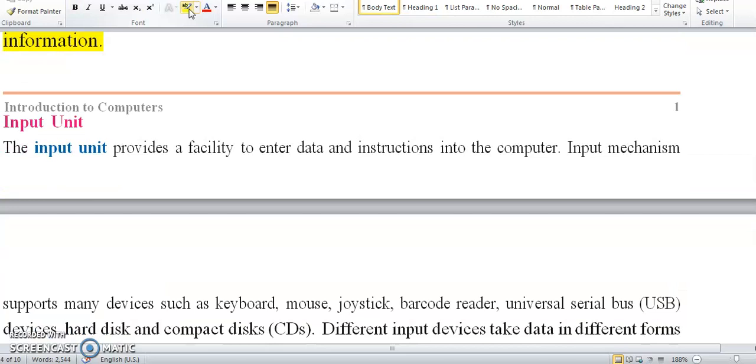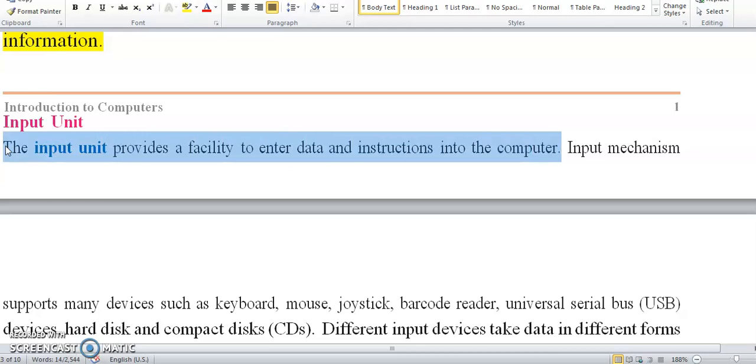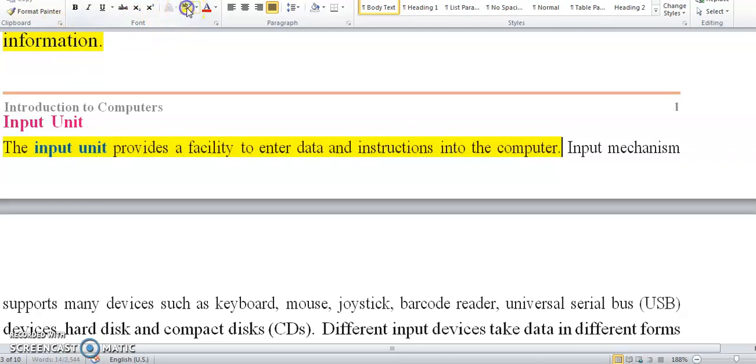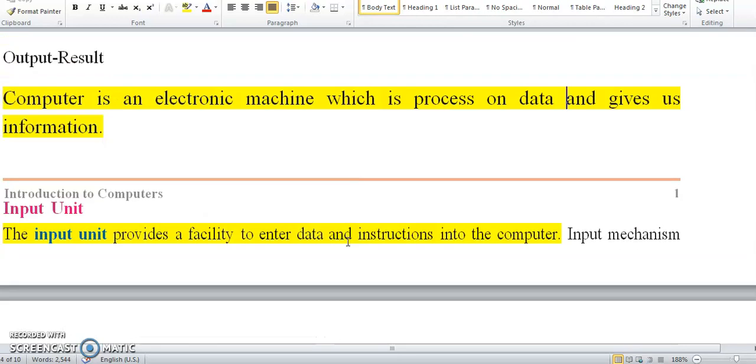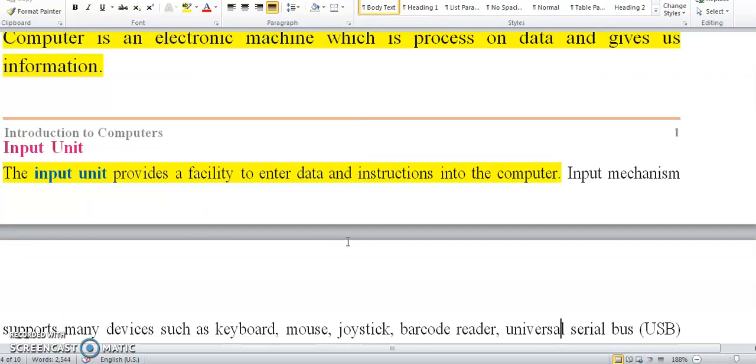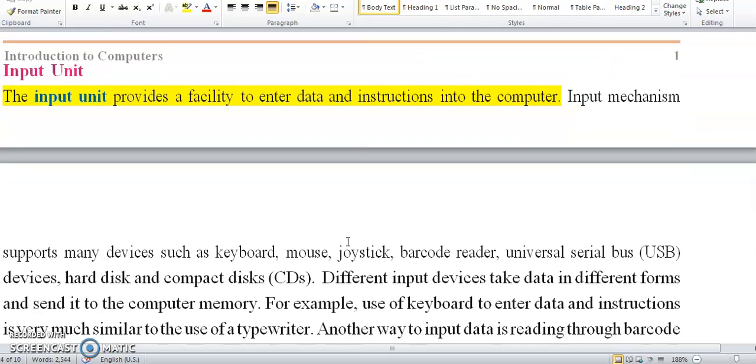Now we will see the input unit. It provides the facility to enter data and instructions into the computer. Underline this line from your textbook. For filling the blanks, this line will be important. You must read the whole chapter of the book, but if I feel a line is important, you just underline it. So input unit means the data entered by the devices. That's called the input unit.